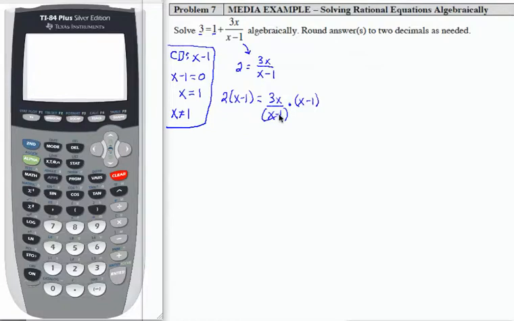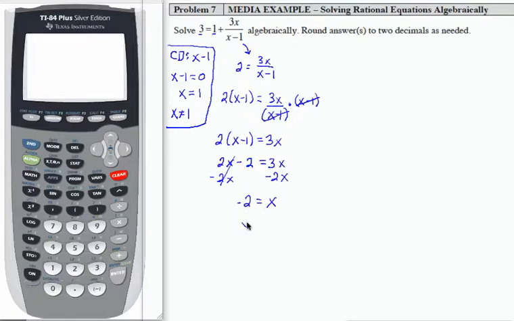Now what I see is on the right hand side, my denominator cancels with this piece that I'm multiplying here. So what I'm left with is 2 times the quantity x minus 1 equals 3x. Now I just have to clear the parentheses and combine like terms if possible and solve for x. So I'm going to subtract 2x from both sides here, and if I do that, this goes to 0. I get negative 2 equals x.